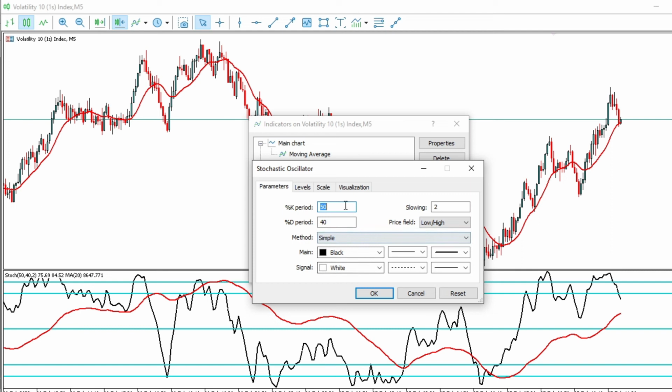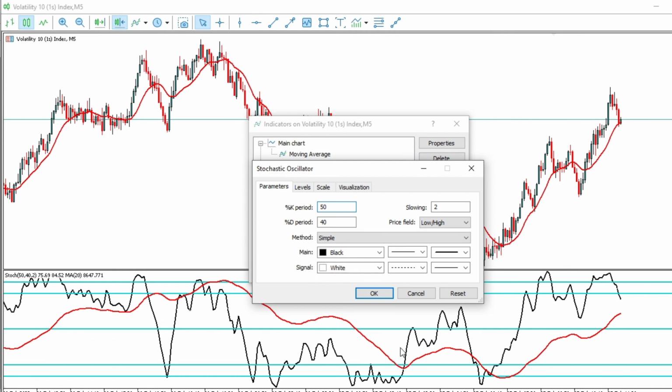First of all, the percent K period is 50, percent D period is 40, slowing 2, price field low stroke high, method simple, then black. This line, it is black. You can make it in the color that you want. For me, I'm using black. Then signal white. The signal line, you make it the color of the background of your phone or your PC. So I don't want to see this. So for the signal, if you have a black background, you make it black. If you have a white background, you make it white.